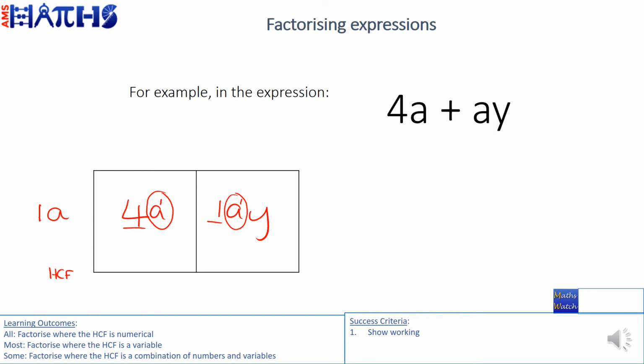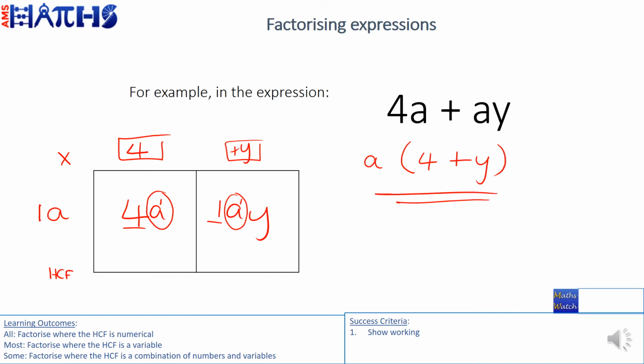Then what we need to do now is find the 2 terms which will multiply to give us 4a and ay. So 1a times 4 is going to give us 4a, and 1a times a positive y is going to give us ay. Now our answer will therefore be 1a, where we don't need to write the 1, just write the a. That represents 1a. Then open bracket 4 plus y, close bracket. Now if you should expand this that you've just written, you will get 4a plus ay.